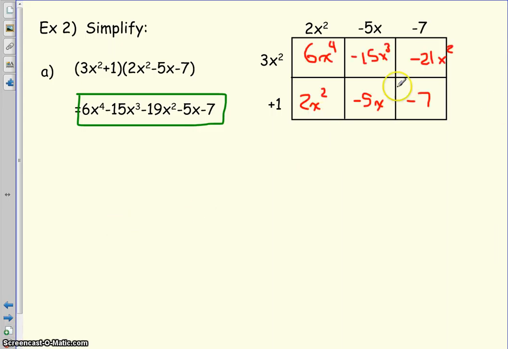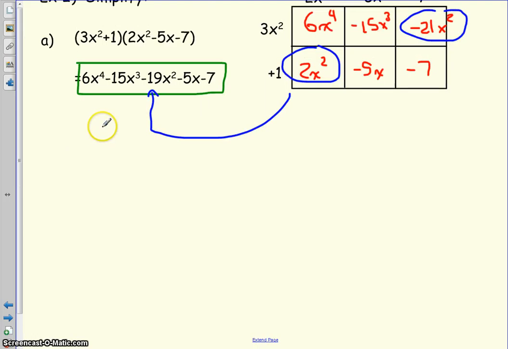Okay, so we can take a look at what's inside the array here, and hopefully once you check it and go through all the like terms and simplify, you wind up seeing that the only simplification you really have to do is the minus 21x squared plus 2x squared to give you the minus 19x squared. Other than that, you just wind up with 6x to the fourth minus 15x cubed minus 19x squared minus 5x minus 7. Okay, let's try another one.